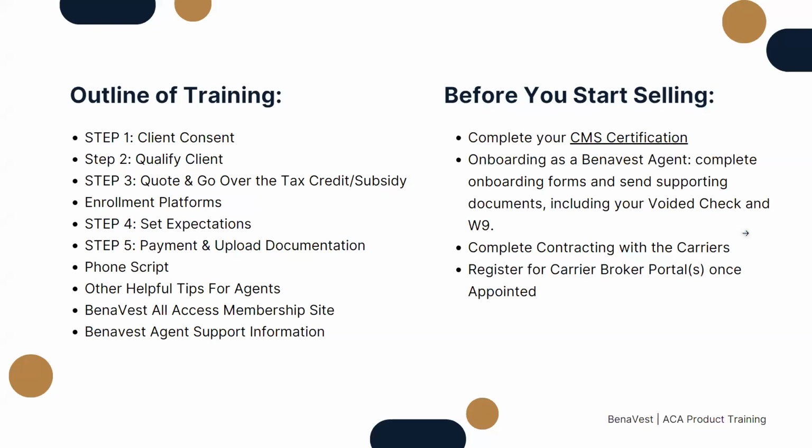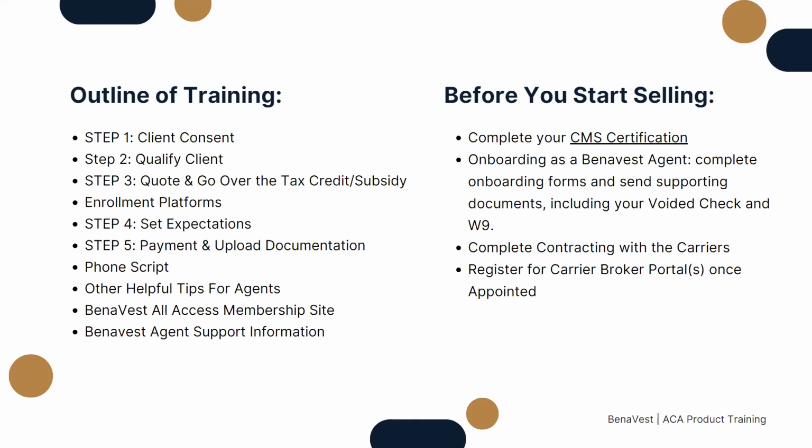So today's outline for the training, we're going to go over step 1, qualifying clients. Client consent, that is new this year. Step 2, qualifying client. Step 3, quote and go over the tax credit subsidy, the different enrollment platforms. Step 4, setting your expectations for the clients. Step 5, payment and uploading documentation. A phone script. So if any of you have clients that you help over the phone, we will provide that to you. Other helpful tips for agents, Benevest All Access membership site, and how to get the agent support from Benevest.